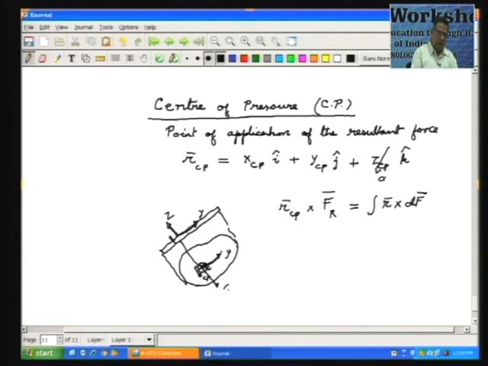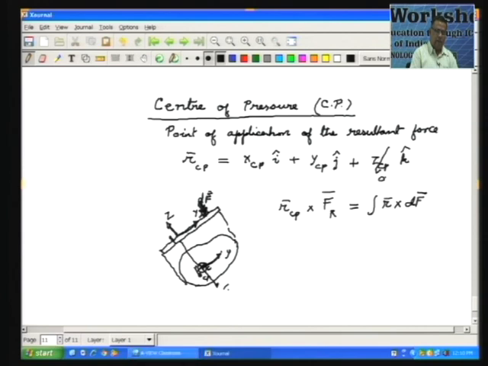So, what we mean is that if I take a small area element here dA, the force on this is dF. This dF force, which is acting in this direction, has a moment which is R cross dF, and then if you integrate it over the entire surface, you get the net force. So, this is the equation defining this RCP, okay. The position vector of the point of application of the resultant force.